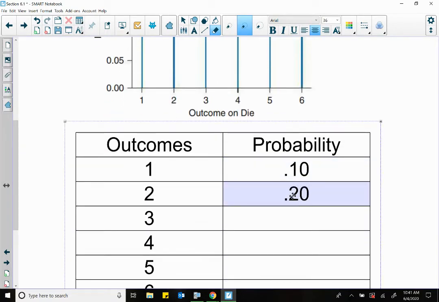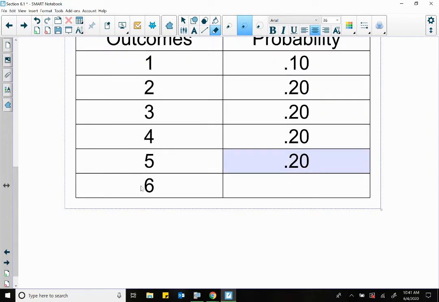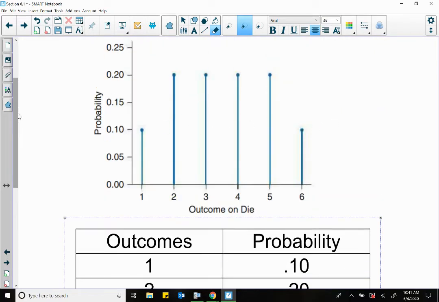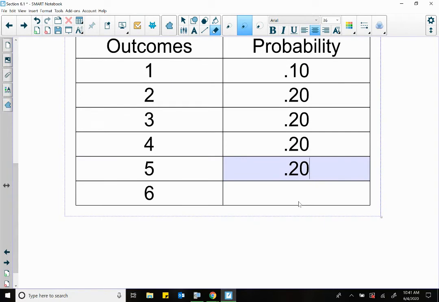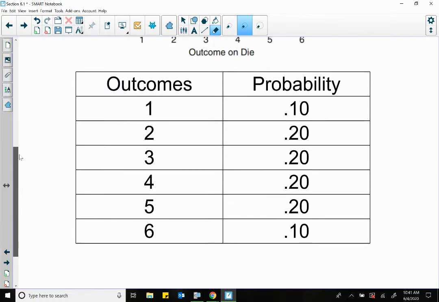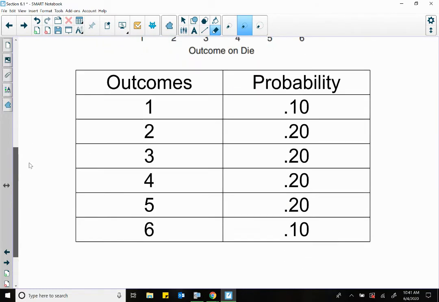So 0.20, 0.20, 0.20, 0.20. And then 6 is the same as 1. So it's 0.10. And there you go. Okay? So that's all they wanted you to do. Take the picture and turn it into a table. See? Easy peasy, nothing crazy.